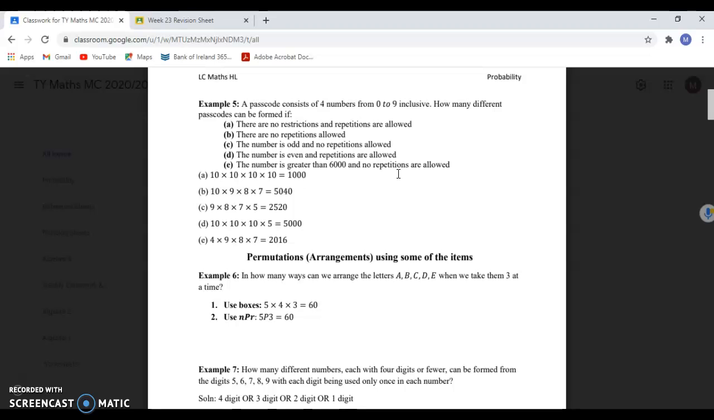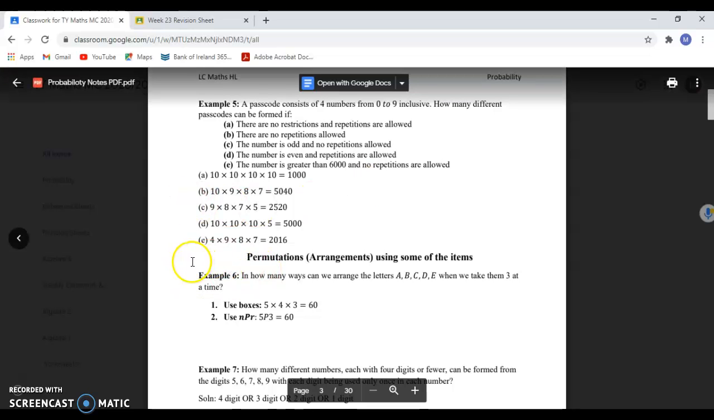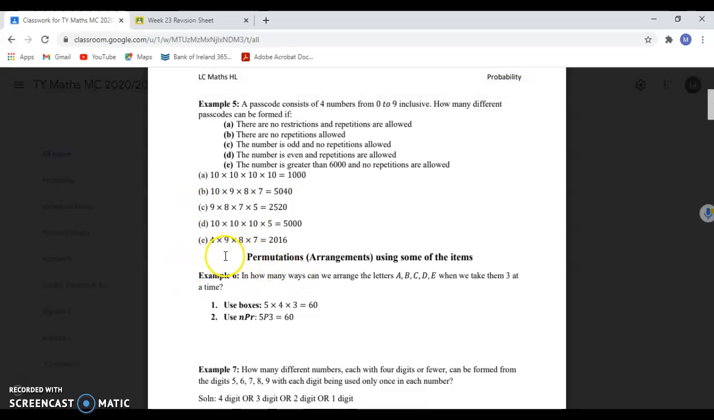So if it's going to be greater than 6,000, is it the first box or the last box that's important? Well, if you think about it, can it start with a 1? No, because that would be 1,000. Could it start with a 2? No. 3? No. 4? No. 5? No. 6? Yes, it could start with a 6,000, and no repetitions.